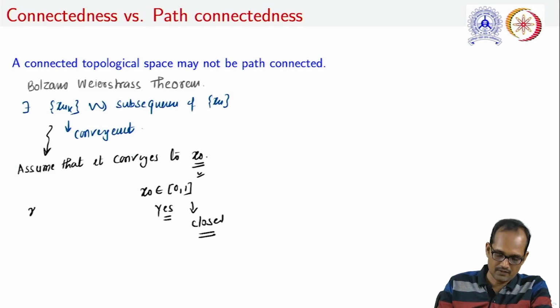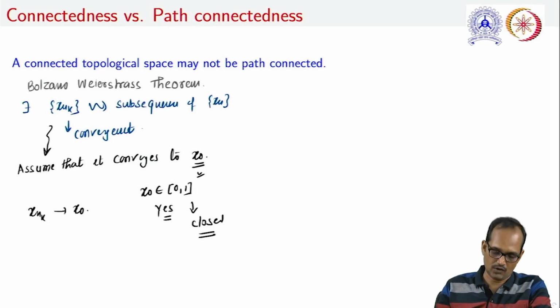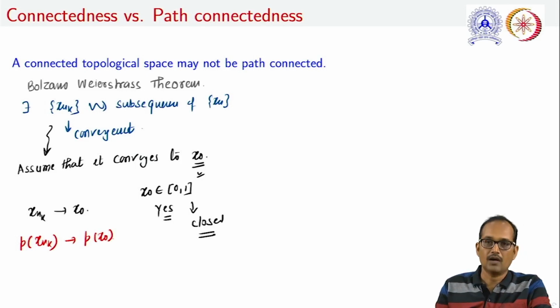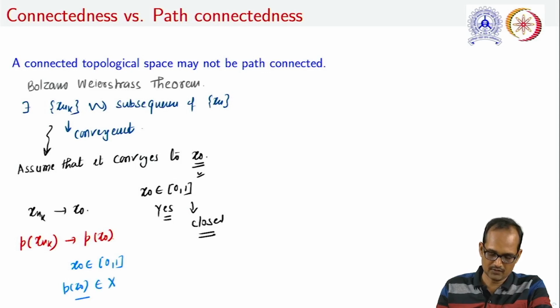Now, if x_{nk} is converging to x naught, by using the continuity of the function p, p(x_{nk}) should converge to p(x naught). Also, it is to be noted here that x naught belongs to the closed interval [0, 1]. What about p(x naught)? This belongs to X, because of the definition of p.